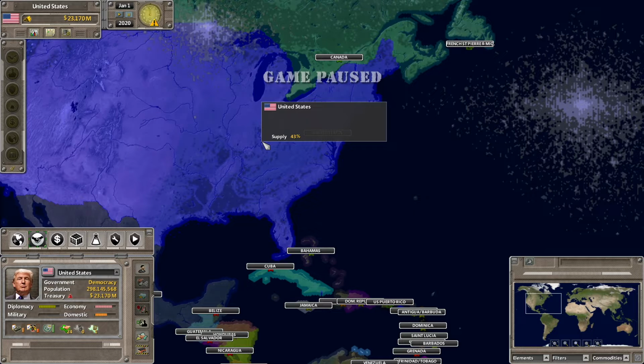So I've booted up a game here. It's January 1st, 2020. Just started the modern day scenario. I picked the US so that if you go through this, you will see exactly what I see if you want to go along with the guide.